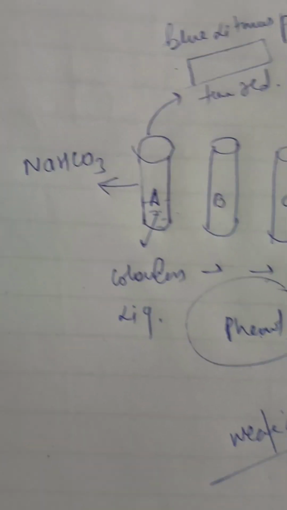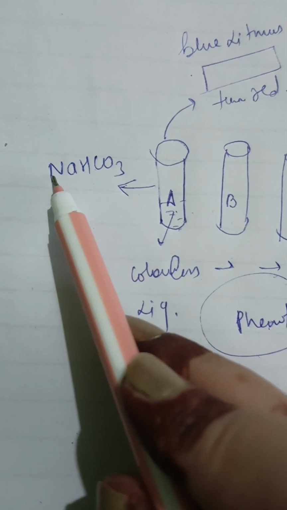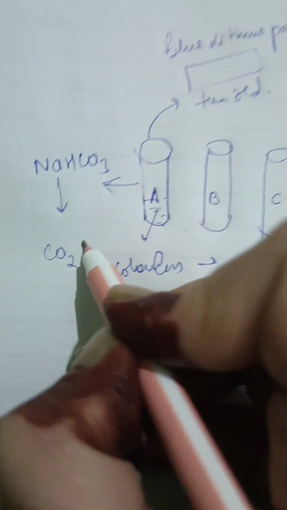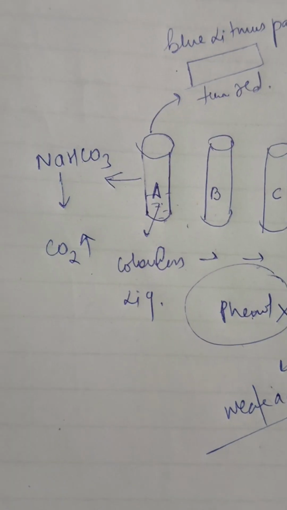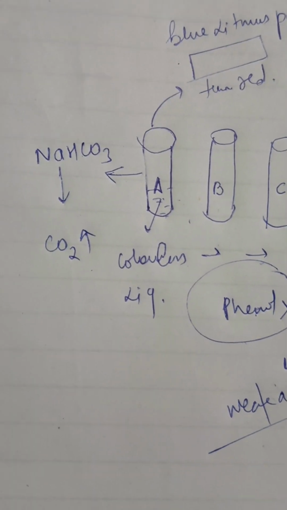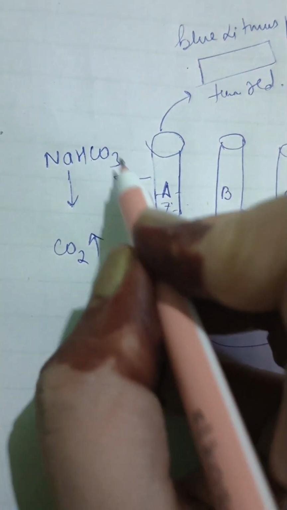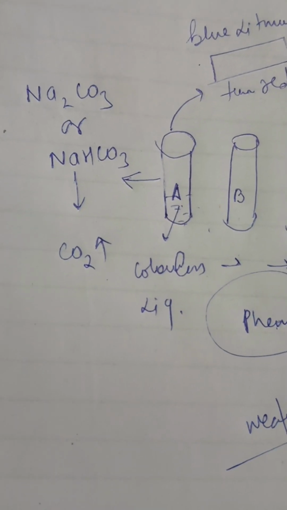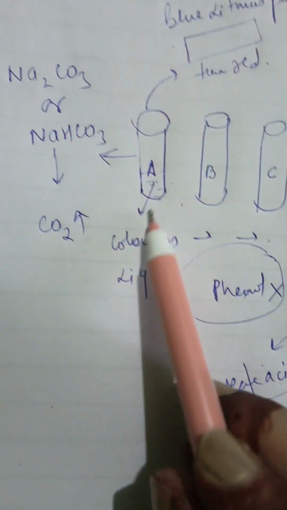What will happen when you add sodium bicarbonate to the sample? An effervescence of carbon dioxide will be released. This is a very important test. If you do not have sodium bicarbonate in your lab, no worries, you can go with sodium carbonate. It gives you the same effervescence of carbon dioxide. So this test is done.